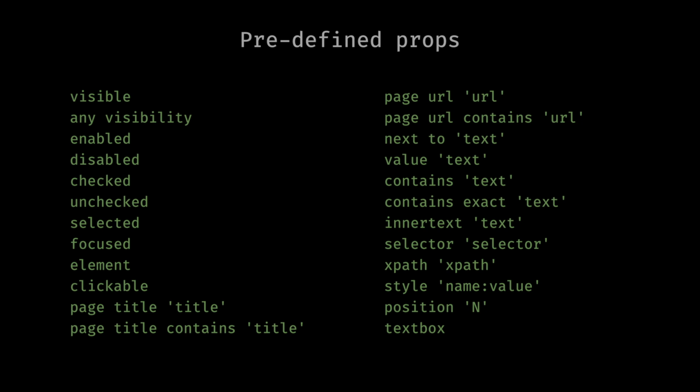Smashtest comes with a bunch of predefined props, mostly related to the state of an element, such as visibility, clickability, enabled, selected, focused, etc. Other props are related to the page title or URL, proximity of an element to a piece of text, style, position, and ways of matching elements with a specific locator, such as a CSS selector, XPath, or inner text. And the text box prop matches any kind of text box or text area.